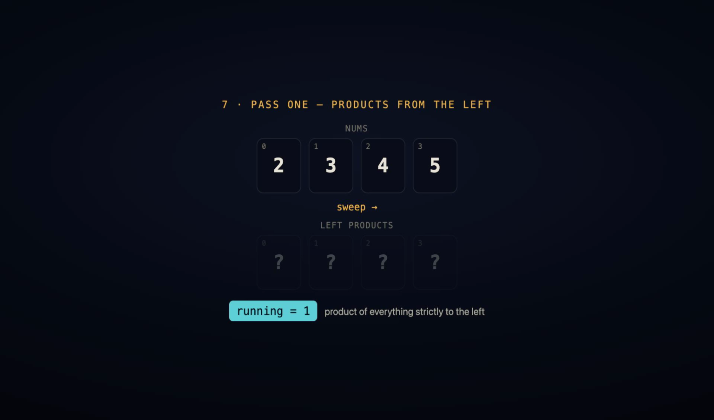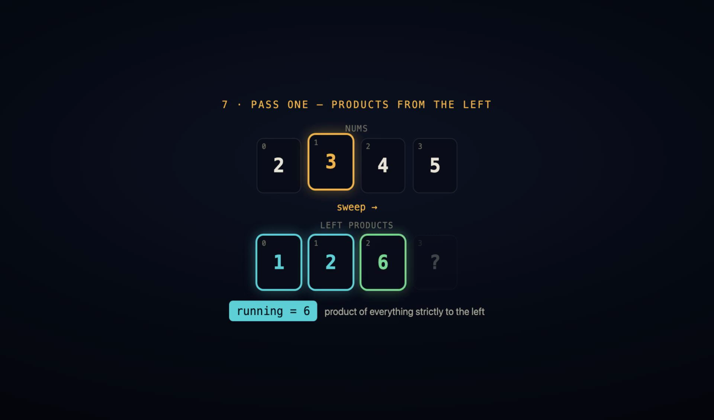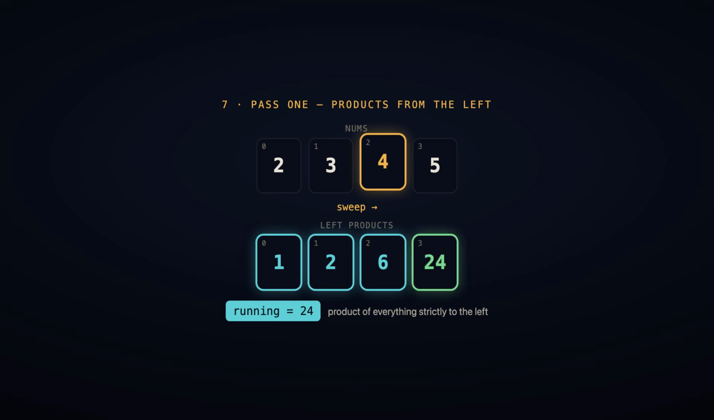First pass, left to right. We build a left products array. The leftmost slot has nothing to its left, so it's 1, the do-nothing value when you multiply. Then each slot is the one before it times the number we just passed. 1. 1 times 2 is 2. 2 times 3 is 6. 6 times 4 is 24. Now, each slot holds the product of everything strictly to its left.